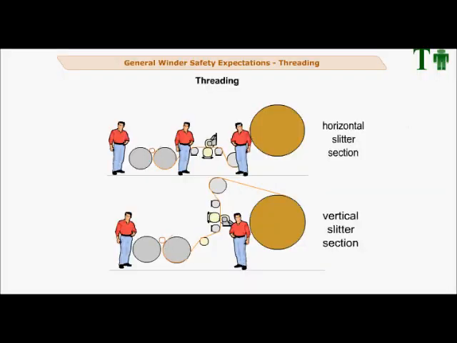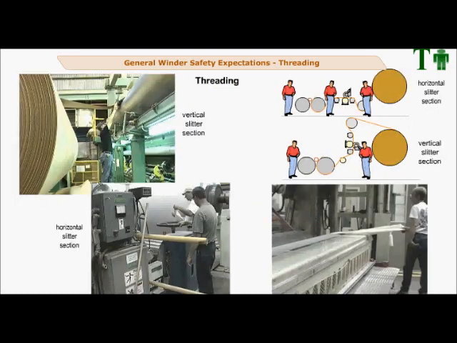Threading. Each mill should establish a minimum number of people that are required to thread each winder. Each winder crew should be aware of this minimum number and what their role is in threading the winder. This number will vary because different winders have different levels of automation.